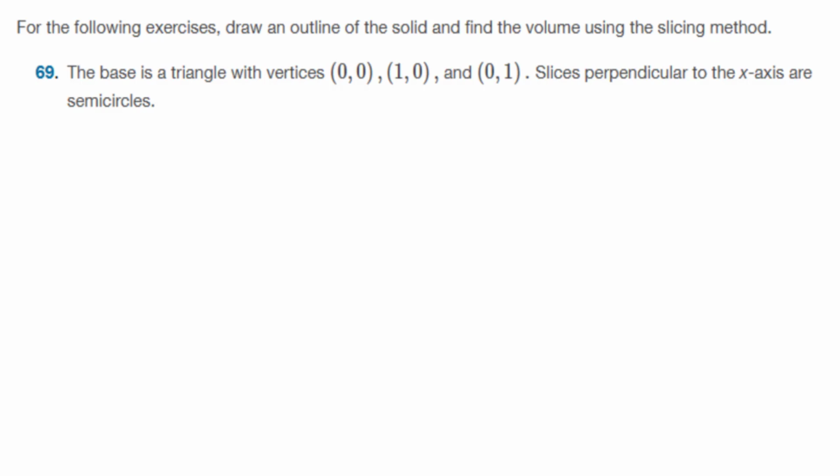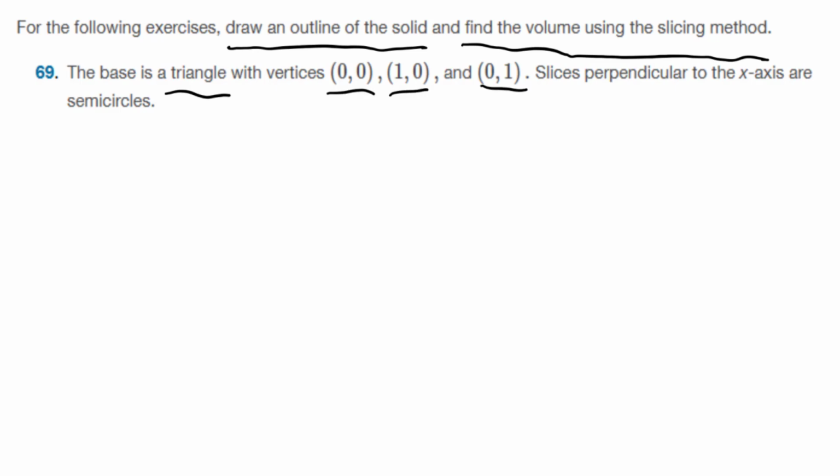This problem says, for the following exercises, draw an outline of the solid and find the volume using the slicing method. The base is a triangle with vertices (0, 0), (1, 0), (0, 1). Slices perpendicular to the x-axis are semicircles. So we can draw a graph of what this looks like.